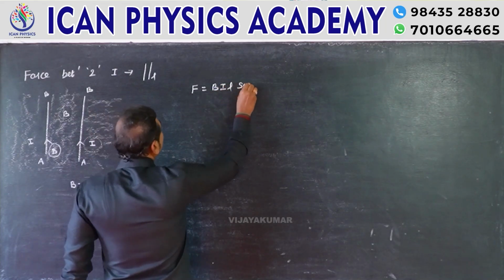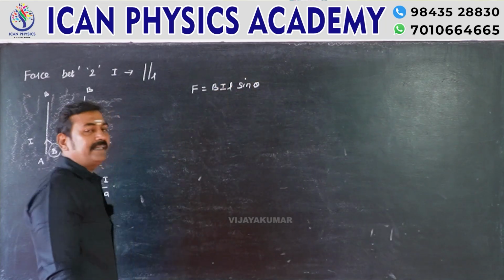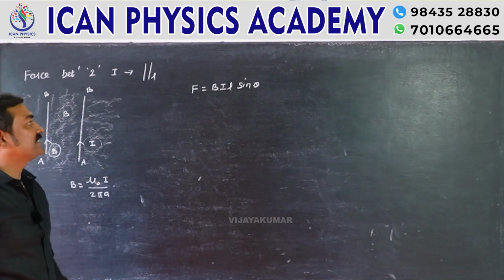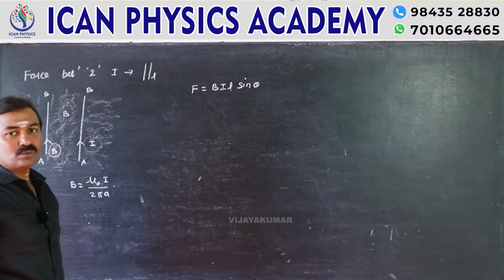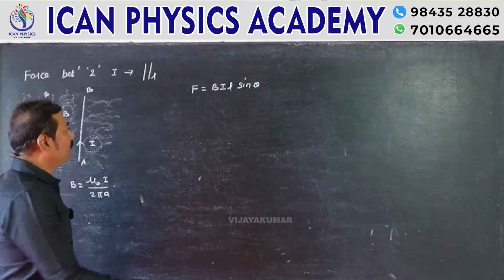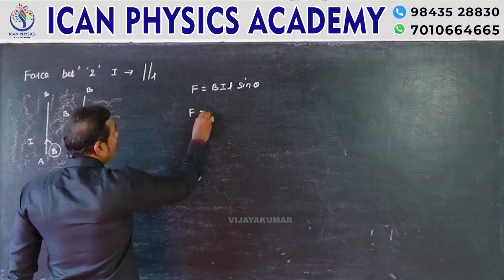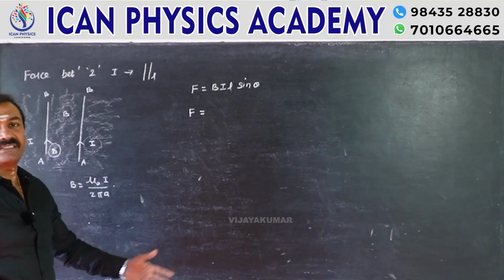Force equals BIL sin theta. Suppose in case theta is 90, so sin 90 is 1. So 1 into BIL, so it becomes BIL. Or otherwise, I want to represent it in vector form.